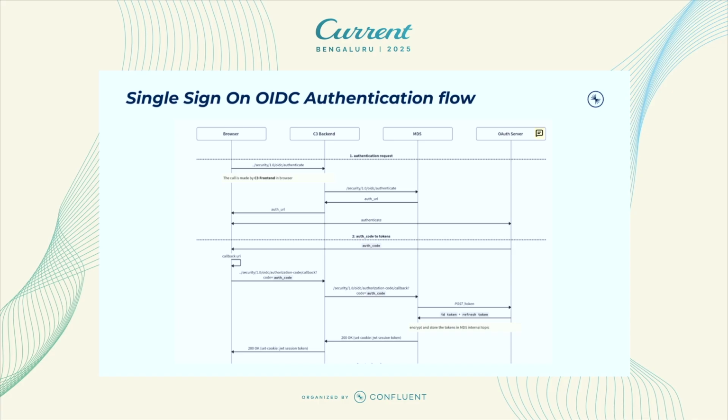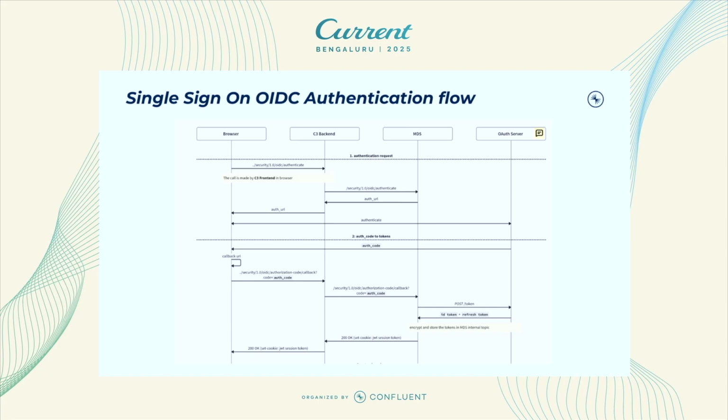And also in C3, we'll provide all those SSO configuration details that we'll see later in the deployment file. Once the request reaches MDS, MDS will check how to authenticate C3. It will have an auth URL configured with it. It will pass it to the C3 backend, and C3 backend will later forward it to the browser.